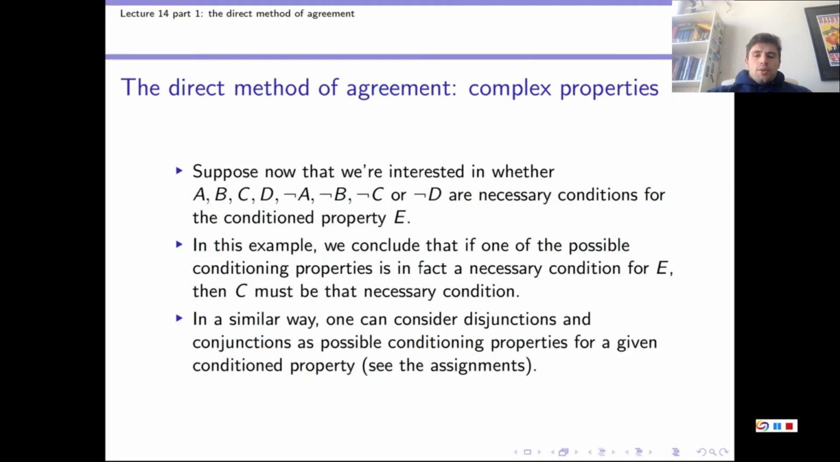Okay, now as well as negations of properties, one can also, of course, ask whether disjunctions or conjunctions of properties are necessary conditions of a given conditioned property. There are questions in the assignments that are designed to get you thinking about these situations, but the way you set up the tables is exactly the same as what you've seen here. Use what you know from presence tables to calculate whether a disjunction or conjunction is present or not, and then use the whole table to eliminate the possible necessary conditions.